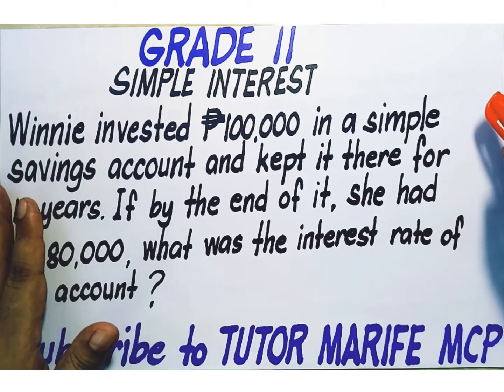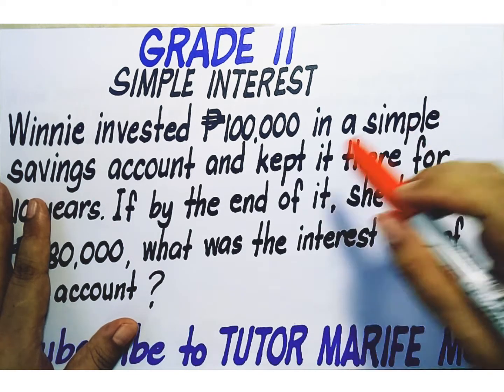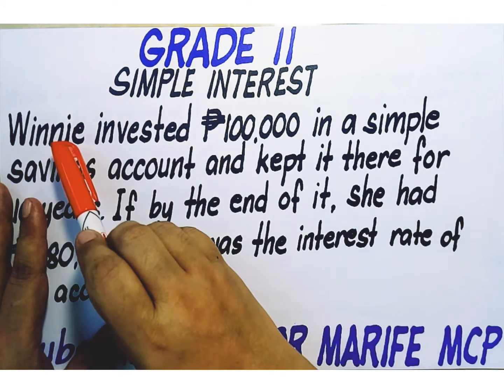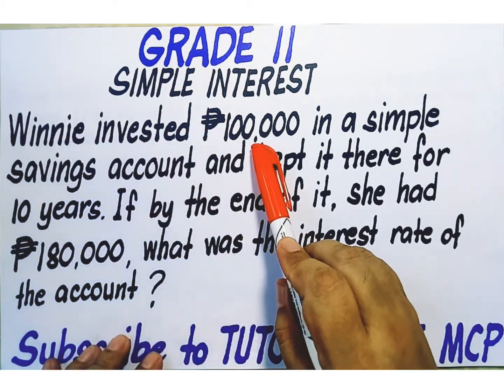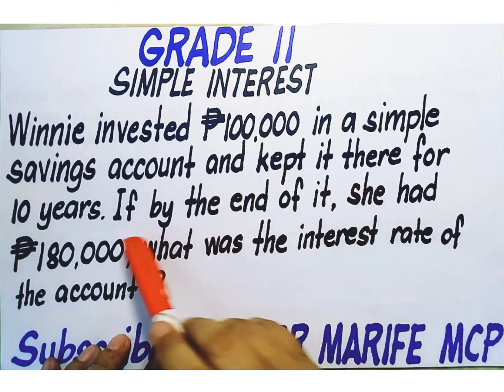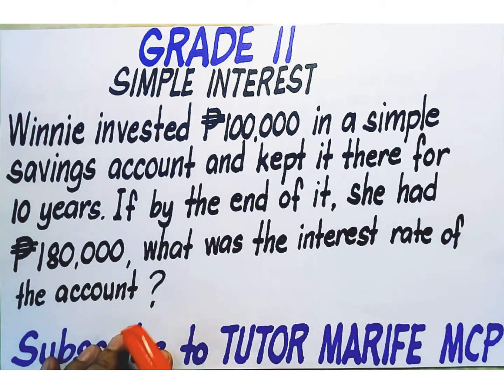Welcome to my channel. In this video, I'll be showing you how to work out this word problem on simple interest. The problem says Winnie invested 100,000 in a simple savings account and kept it there for 10 years. If by the end of it she had 180,000, what was the interest rate of the account?